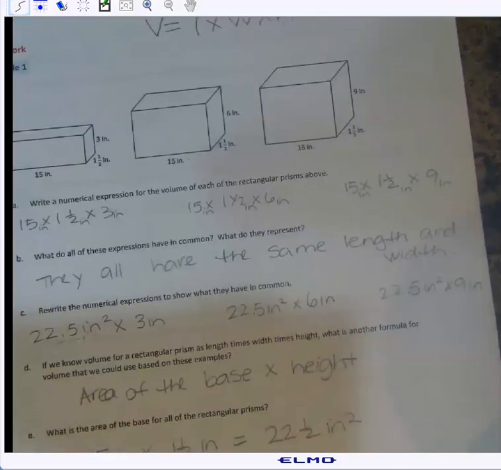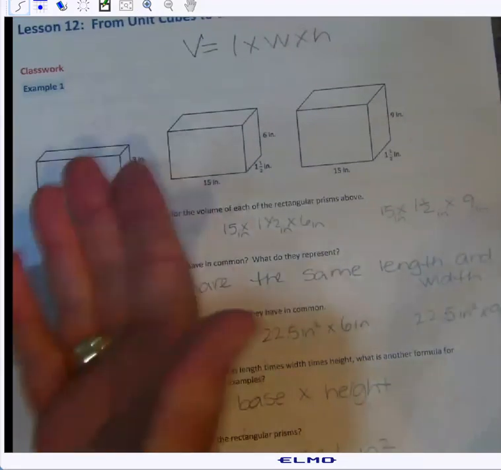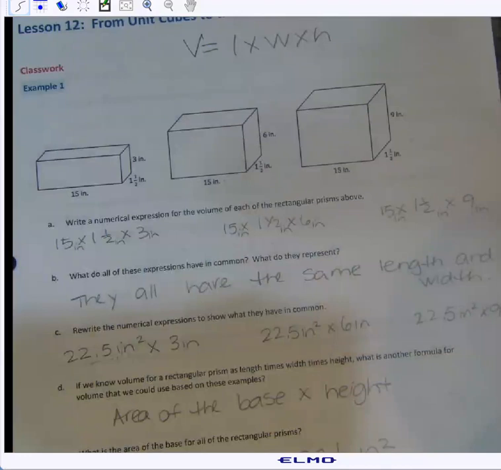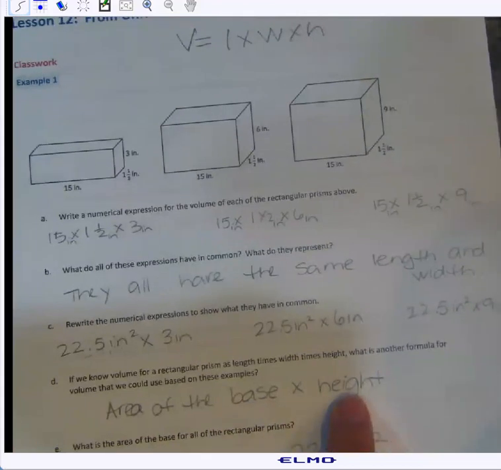Now the next question is leading us a little further. If we know the volume for a rectangular prism as length times width times height, which we do, what is another formula for the volume that we could use based on these examples? Well, clearly, if we have the length and the width, we can find the area of the bottom of the box, the face that the box is sitting on. We can call that the base. Length times width is the area of that rectangle. If you know that, all you have to do is multiply that area times the height.